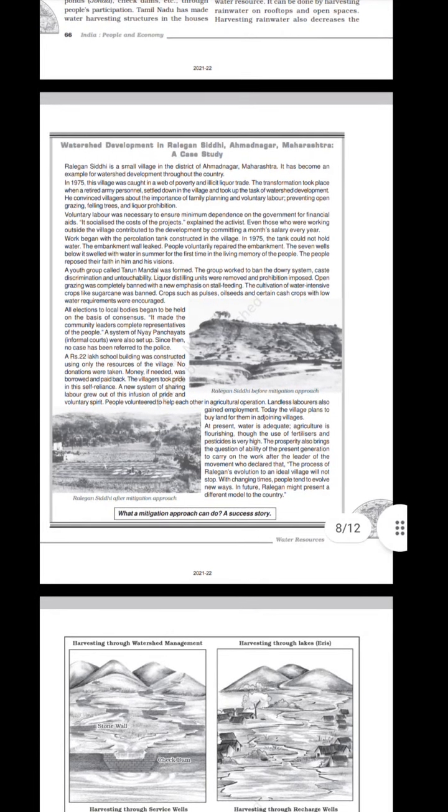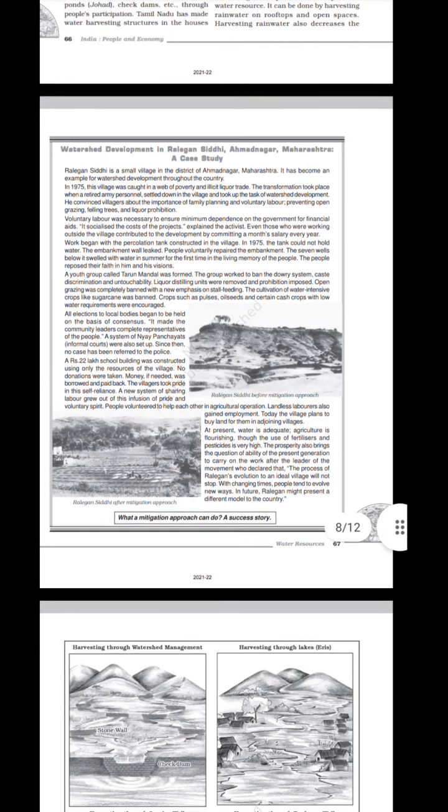Watershed development in Ralegan Siddhi, Ahmednagar, Maharashtra, a case study. Ralegan Siddhi is a small village in the district of Ahmednagar, Maharashtra. It has become an example for watershed development throughout this country. In 1975, this village was caught in a web of poverty and illicit liquor trade.